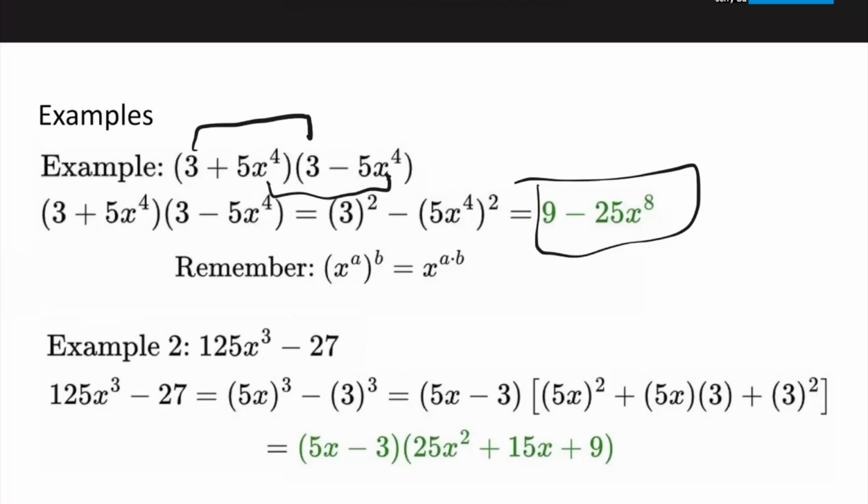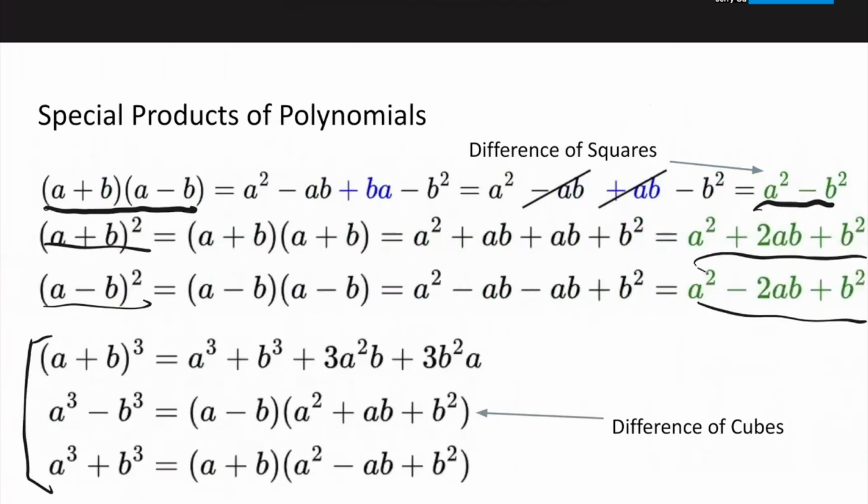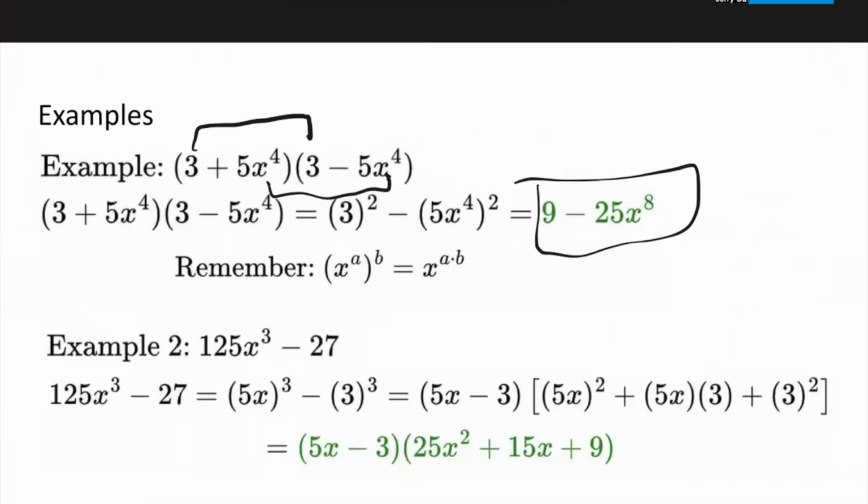The second example that I have is 125x cubed minus 27. How would you factor this? Well, this is a bit more complicated, as it is one of these three right here. Can you figure out which one it is? If you said the second one, you're absolutely correct. And when you factor it, you'll get 5x minus 3 times 25x squared plus 15x plus 9.